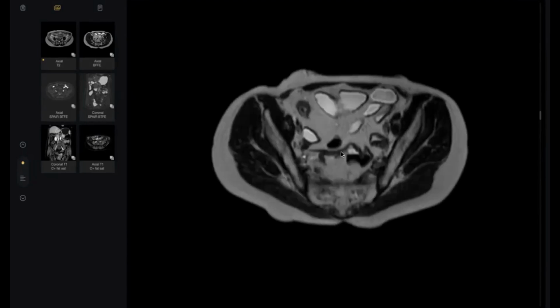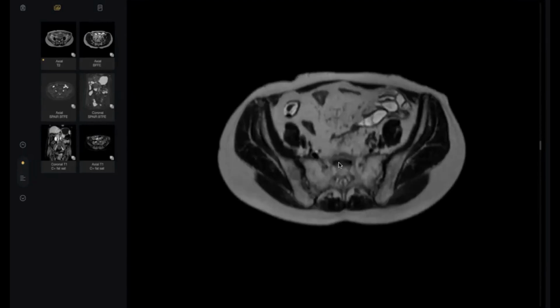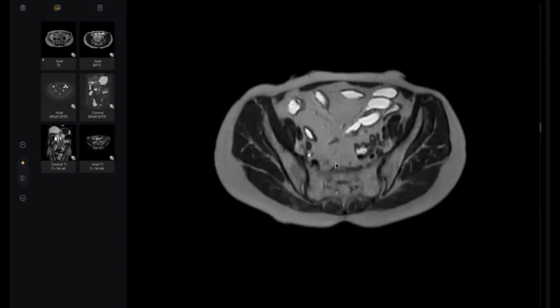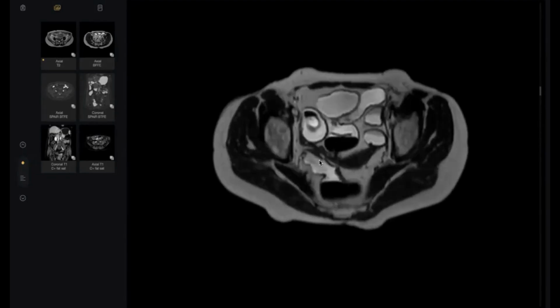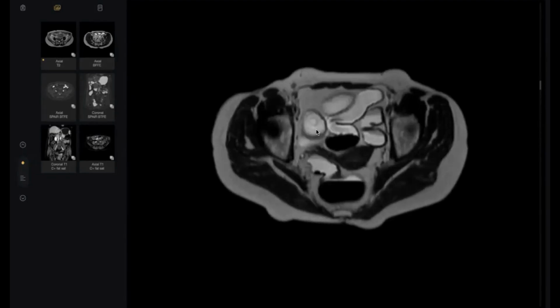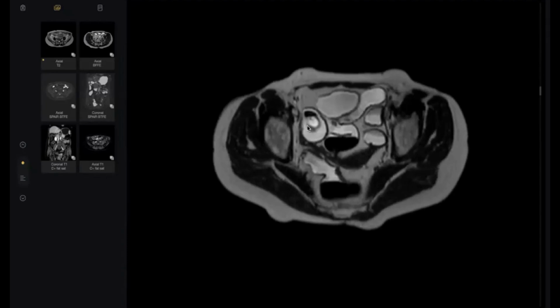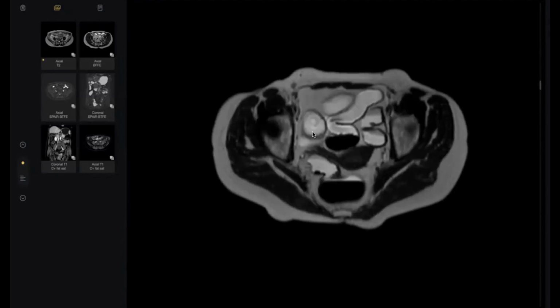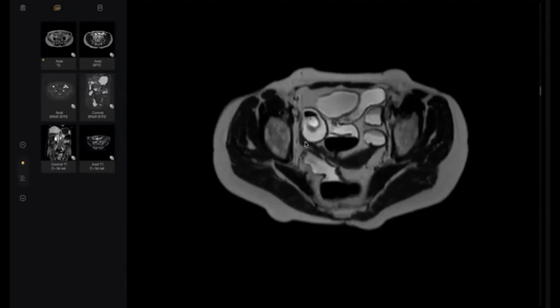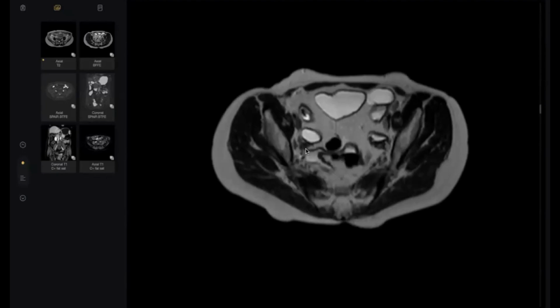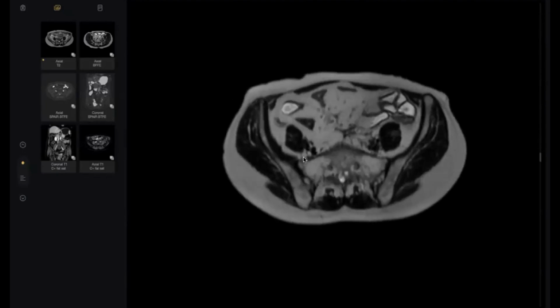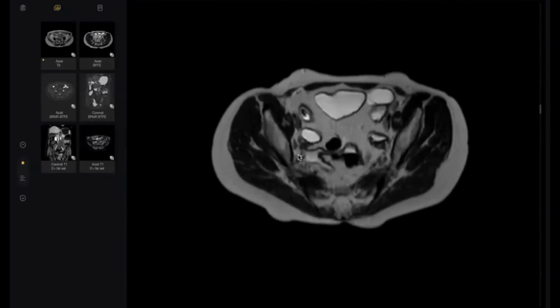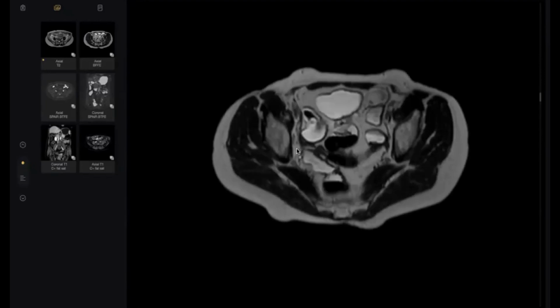And also as I scroll down, within the bowel loop, I can appreciate some hyperintensity. Don't worry about it. What else, doctor? Okay, stop here, one second. What is this? What happened here?